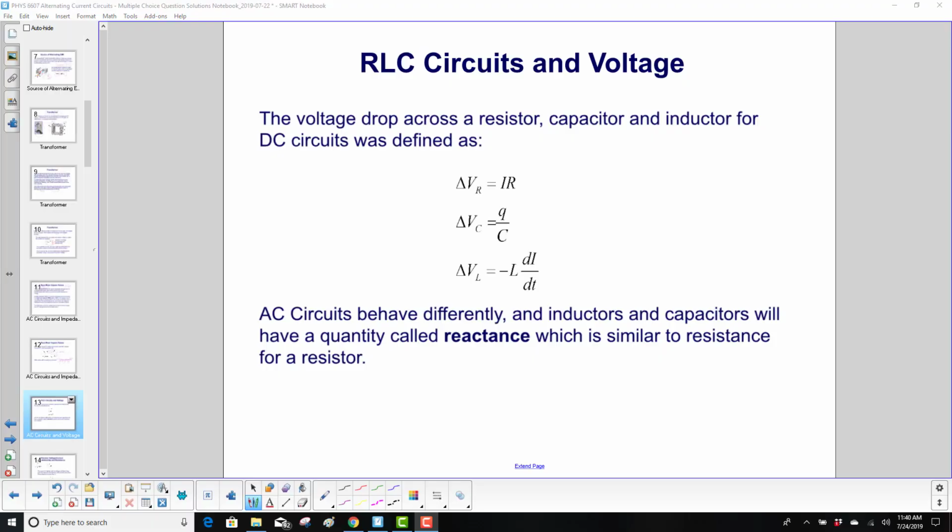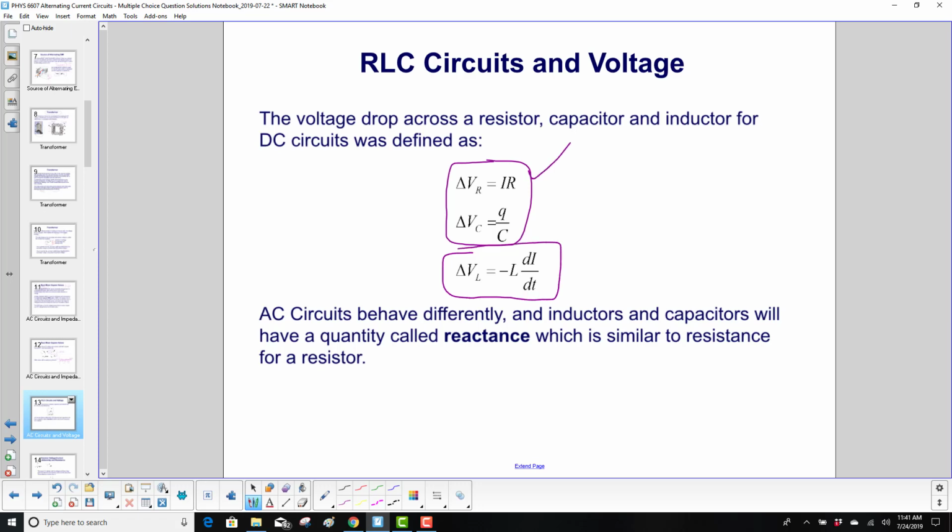The voltage drop across a resistor, capacitor, and inductor were defined as follows, and this is for DC circuits. These two were covered in algebra-based physics and AP2 physics. This one for the inductor was covered in APC physics. So we have V equals IR, Ohm's law.